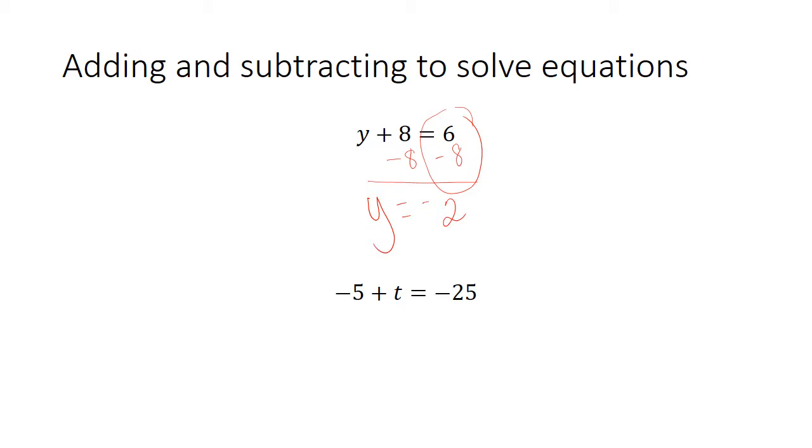Let's try this one. We have negative 5 plus t equals negative 25. So in order to get our t isolated, we're going to need to add 5 to both sides. That's going to give us t equals, we have a negative 25 and a positive 5, so we're going to need to subtract. 25 minus 5 would be 20. Keep the sign of the larger, which is a negative. So t equals negative 20.